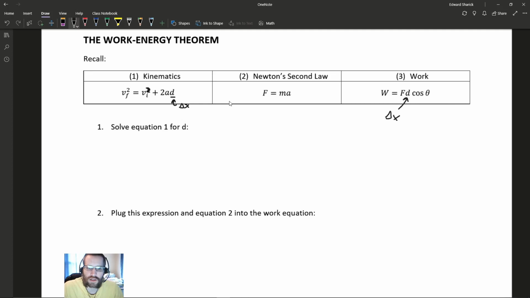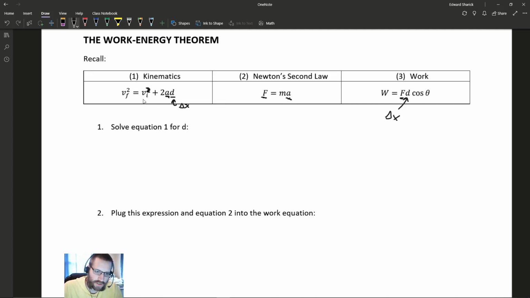And so these two delta x's, we're going to see what happens if we solve for this delta x and plug it into this equation over here. Also, in F equals ma, this acceleration is the same as this acceleration here. So we have two little pieces of information that we're going to actually use in here. The force here is related to the force here. So these three equations are interconnected in a couple of different ways. So we're going to look at that.